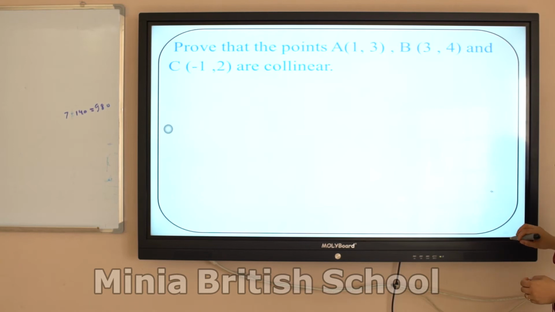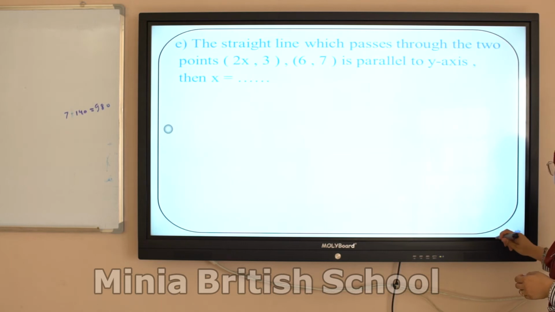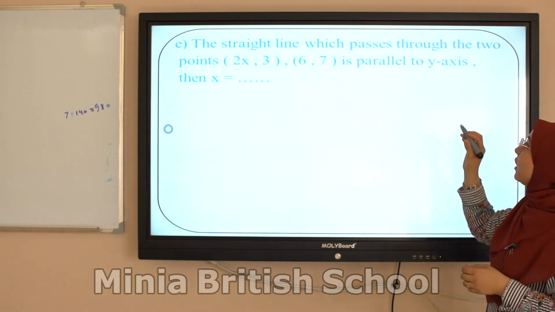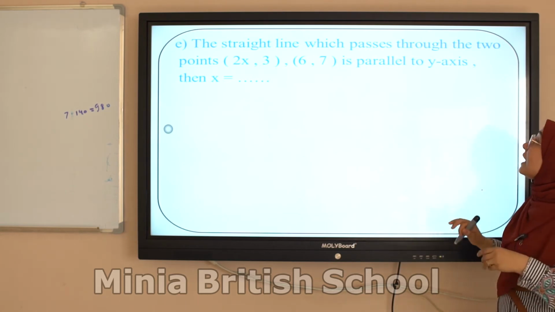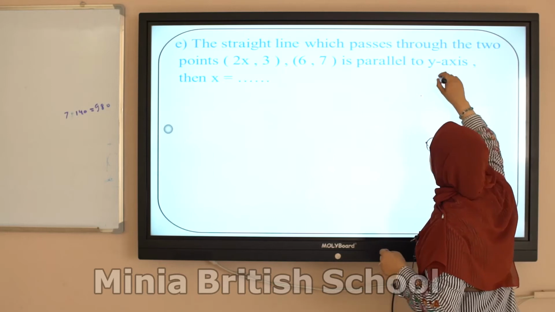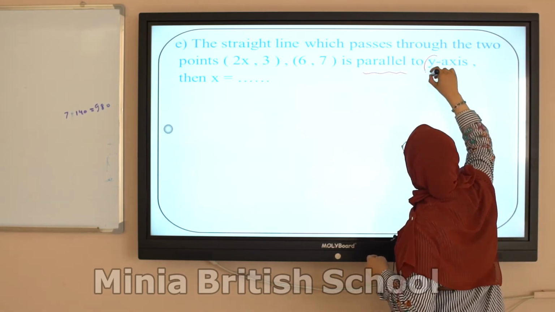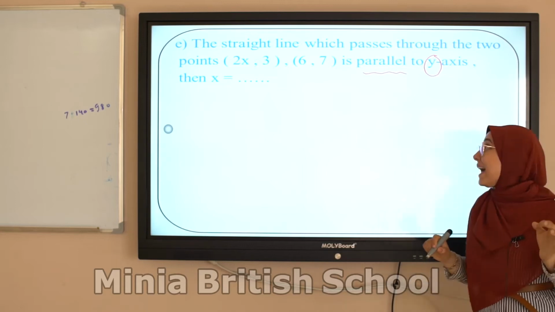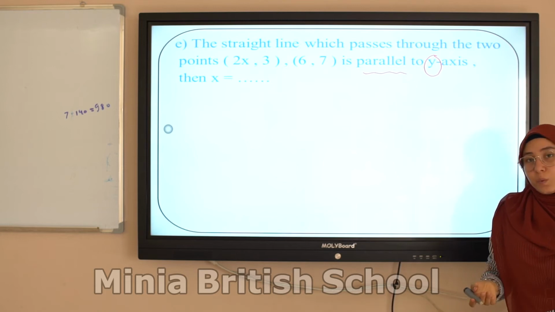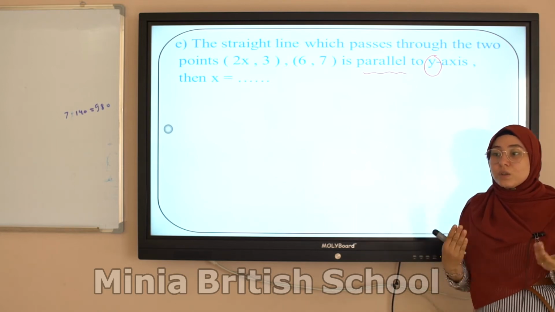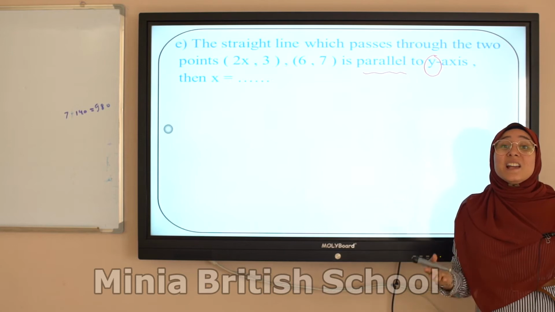Another exercise here. The straight line which passes through the 2 points (2x, 3) and (6, 7) is parallel to the y-axis. Then x equals what? Now, for a straight line parallel to the y-axis, its slope equals an undefined value.